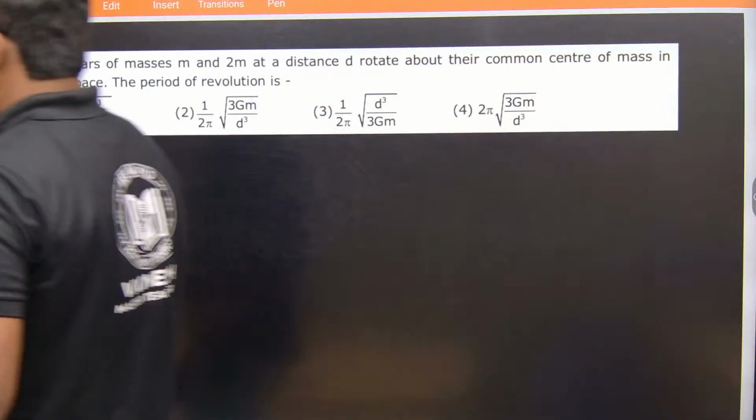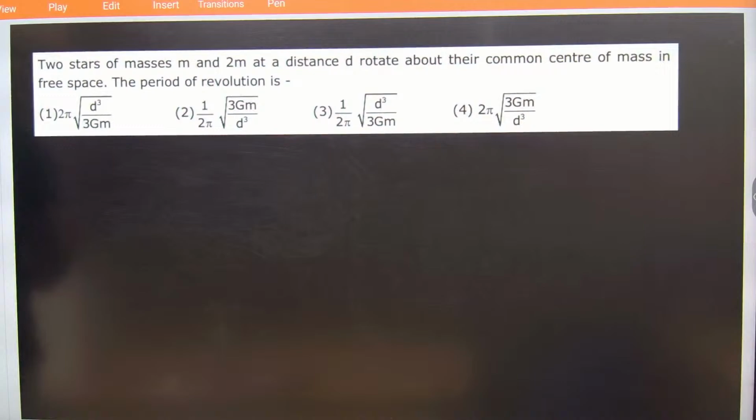So which is the correct option here? You can give the answer in the comment boxes also, whoever is watching. Okay, and we'll go for the next question.